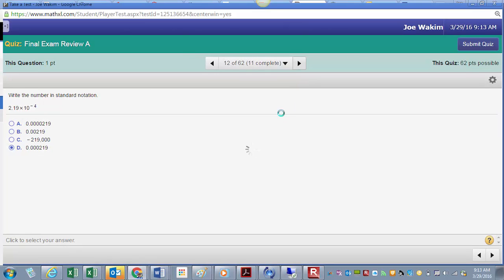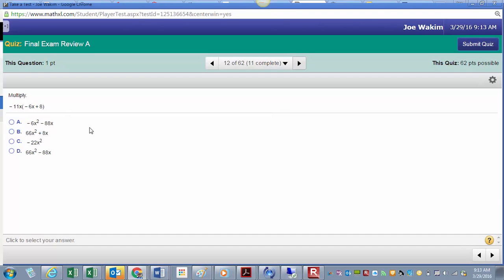Number 12. Multiply. So we're going to multiply negative 11x times negative 6. So negative times negative is positive. 11 times 6, 66. X times x is x squared because we add the exponents. 1 plus 1 is 2. So which one has 66x squared? This or this? Now we need to multiply negative 11x times plus 8. That's a negative 88x. And this one has the 88x.